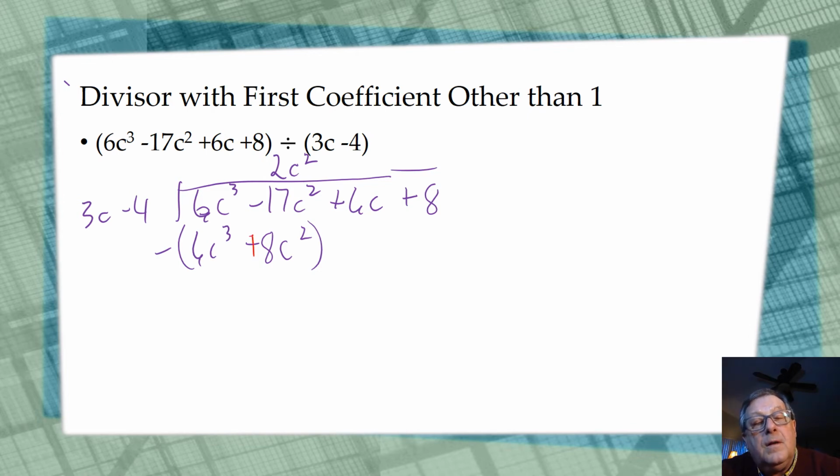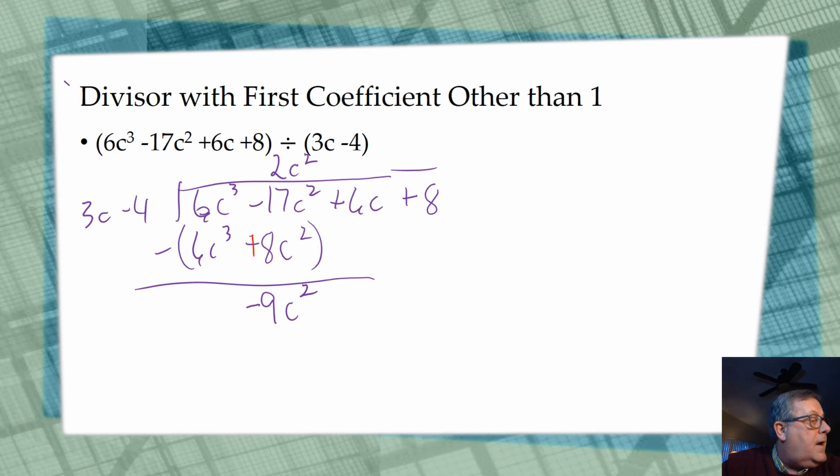All right, so let's see. 6c cubed minus 6c cubed, well, that's 0. And negative 17c squared plus 8c squared, well, that's negative 9c squared. And how many times will 3c go into negative 9c squared? Well, 3 will go into negative 9, negative 3 times. And c will go into c squared, c times. All right, let's bring down this 6c too.